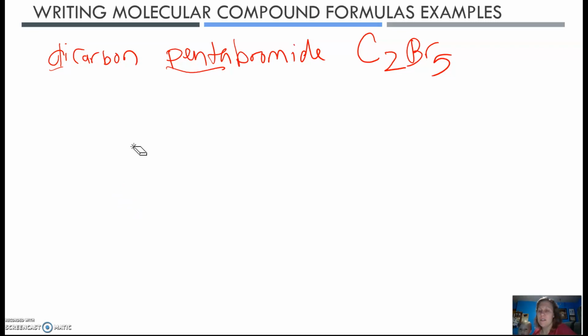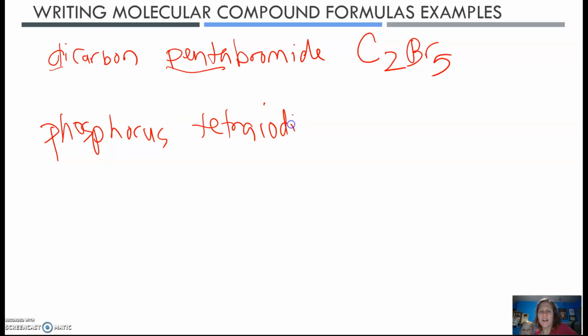Two more. Let's say we have phosphorus tetraiodide. Phosphorus is just P, and there's no prefix, so it's just 1. Tetra is 4. Iodide is I.